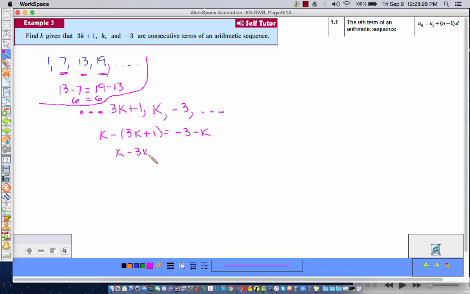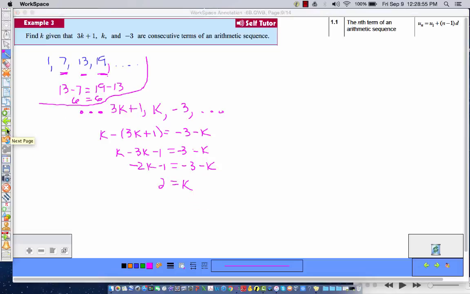k minus 3k minus 1 equals negative 3 minus k. Negative 2k minus 1 equals negative 3 minus k. Let's see, if I add k to both sides, so 2 equals... if I add k, minus k, so k equals 2. Hope I did that right. I think I did.